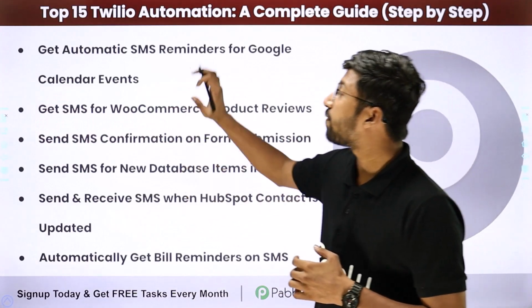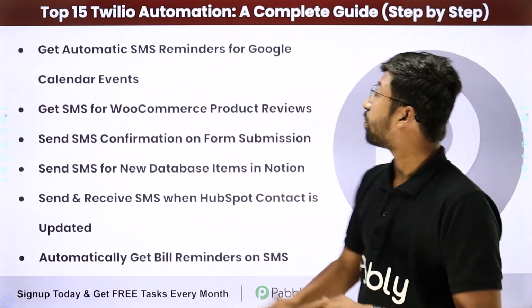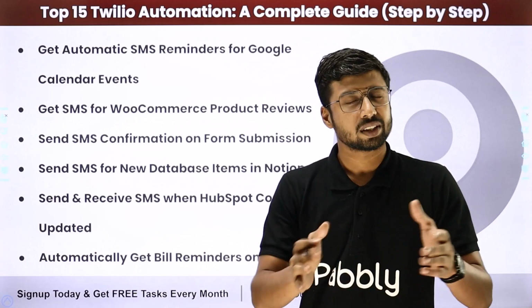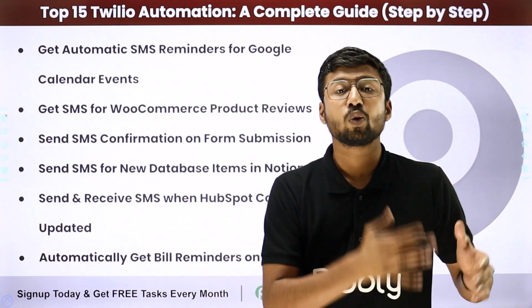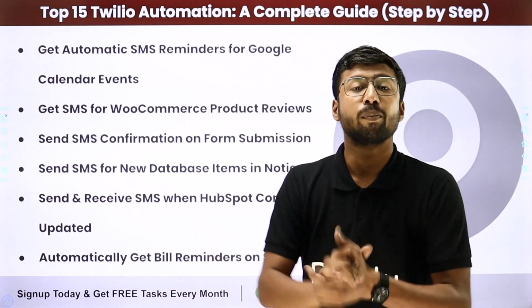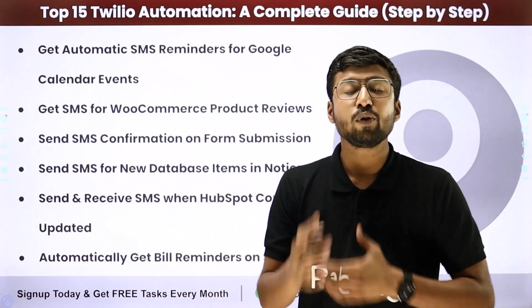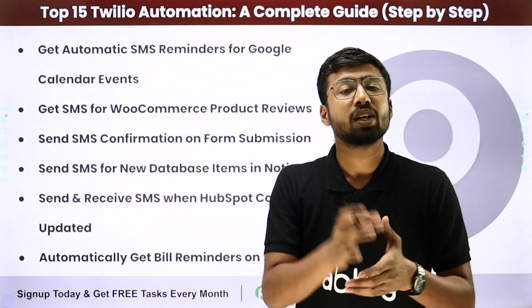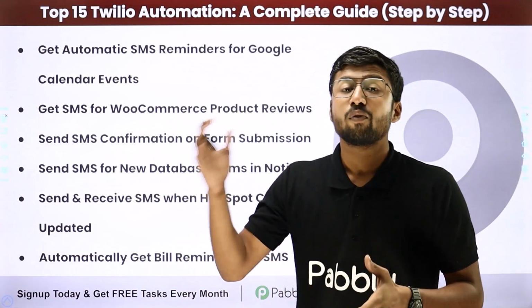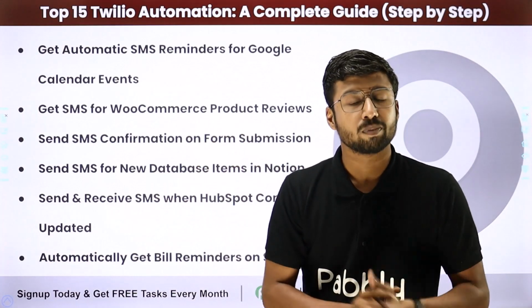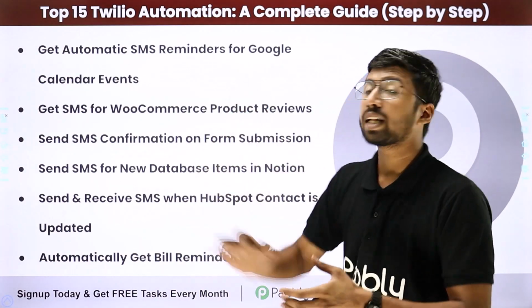The first use case that we have is getting automatic SMS reminders for Google Calendar events. Let's say you use Google Calendar to manage all the upcoming events or important dates. Now you want that if you have an event tomorrow, you should receive an SMS notification on your phone for tomorrow's event as a reminder. So using this automation, you can achieve it.